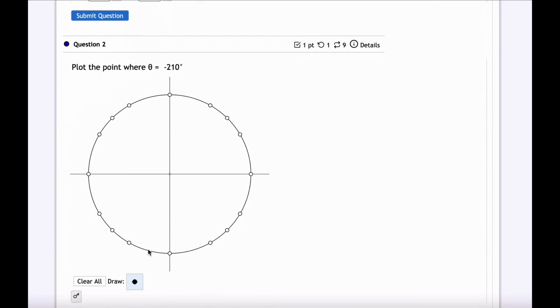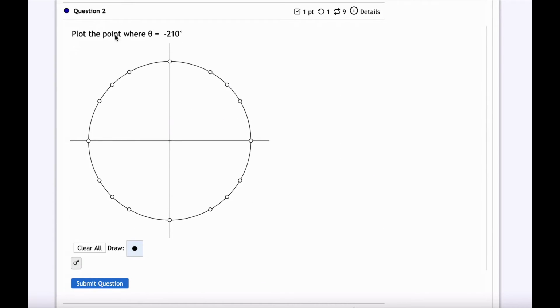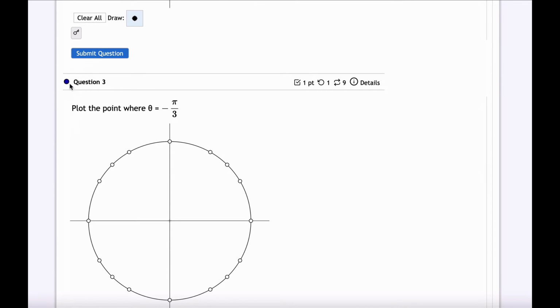Question 2, more with the unit circle, except now what you're supposed to do is plot the point where theta equals negative 210 degrees. So find negative 210 degrees somewhere on here and put the little dot where it is. And that's it. So at least this one will go a lot quicker than the first one, as long as you know how to measure that angle. 3, it's the same idea, except now instead of the angle being given in degrees, it's given in radians, but find negative pi over 3. Put your little dot down and you can move on.